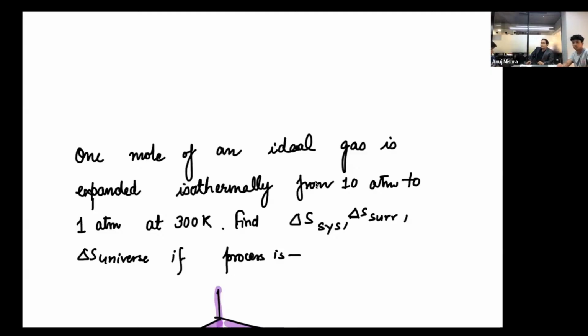Tell me, what is the formula for delta S? dS is dq upon T. Substitute the value of dq from there, for the reversible case. dq is dU plus p dV. dU is 0, so p dV upon T. And p is, per ideal gas, nRT by V.